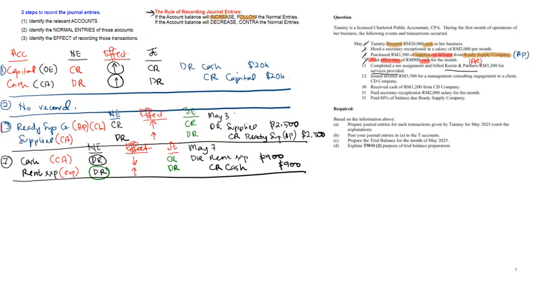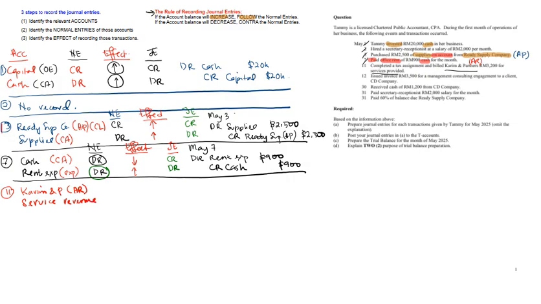So we identified already the two accounts. Account receivable. We need the name, Karim and Partners, which is account receivable. And the second account is service. Service is a revenue.